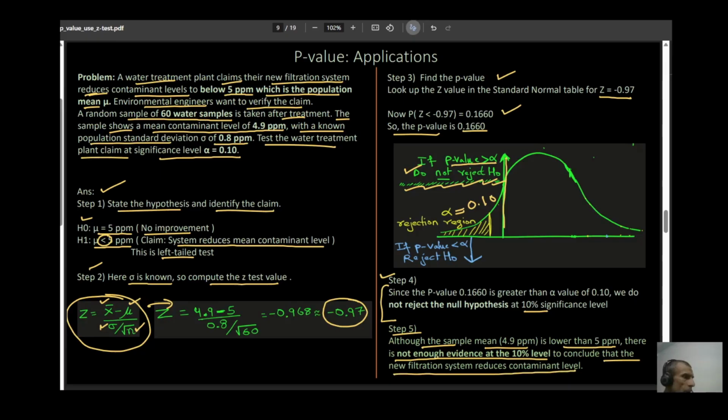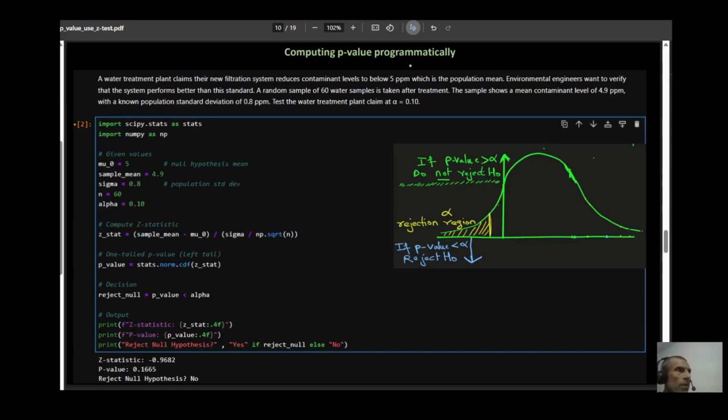I'm doing the same problem using a little computer program right here. So this is a program written in Python. I'm using the SciPy package. I'm substituting my values: mu, sample mean, sigma, n, and alpha. And then this logic right here, based on a condition, actually rejects or does not reject. In this case, as you can see, it did not reject it.